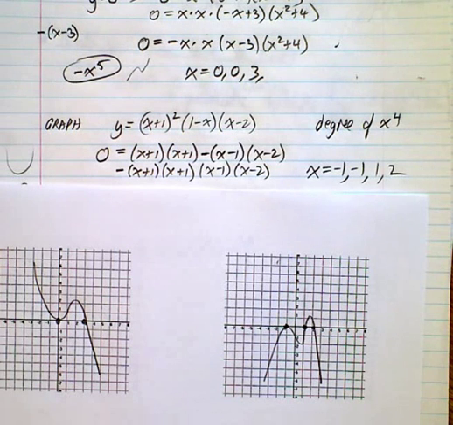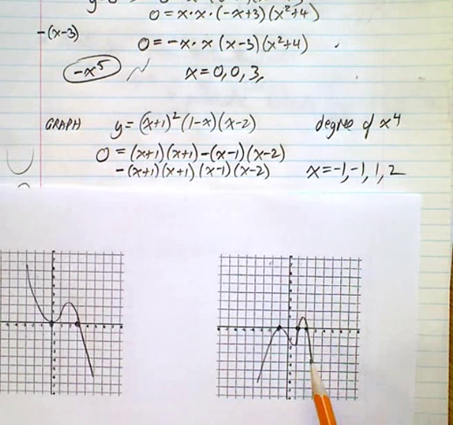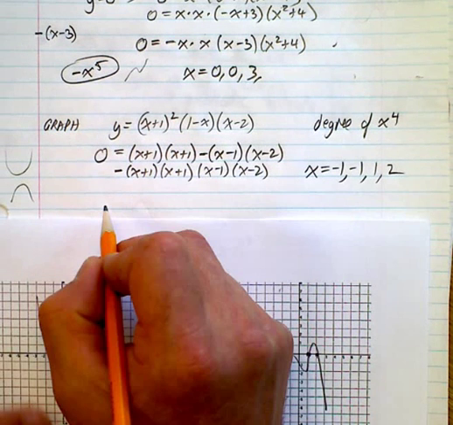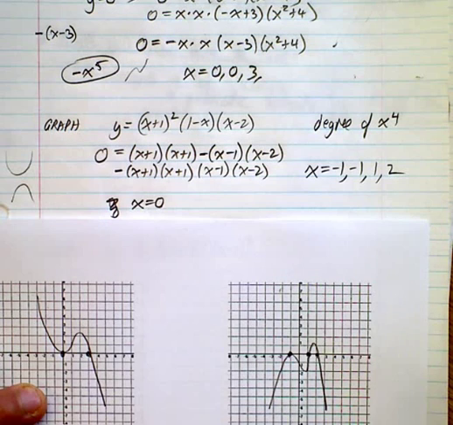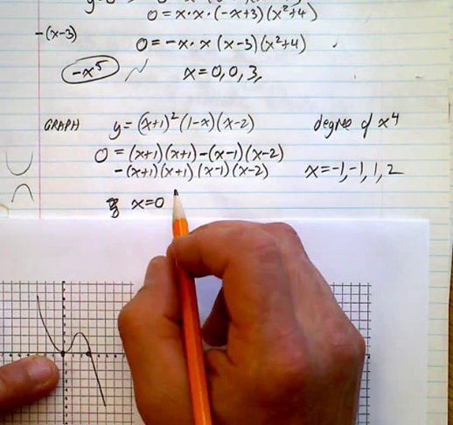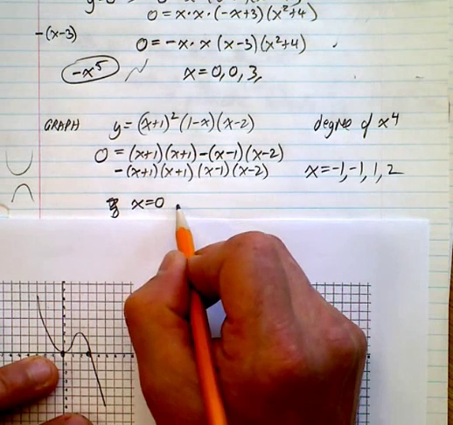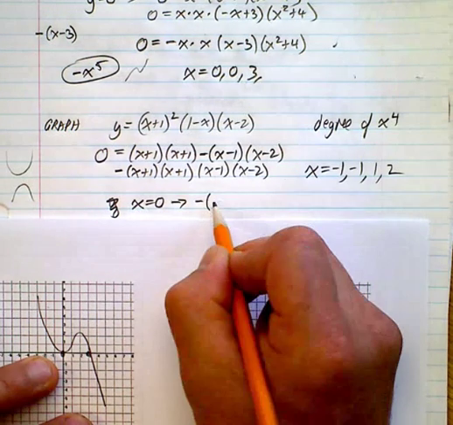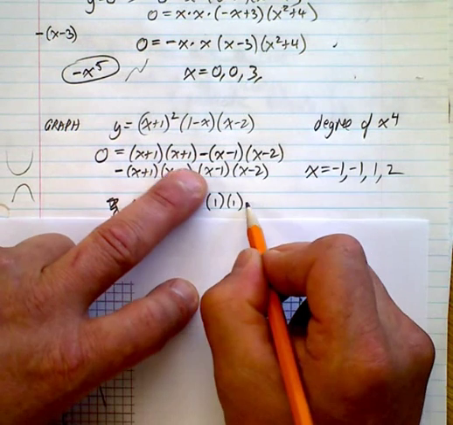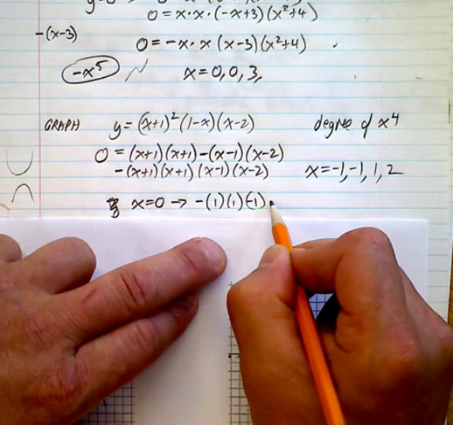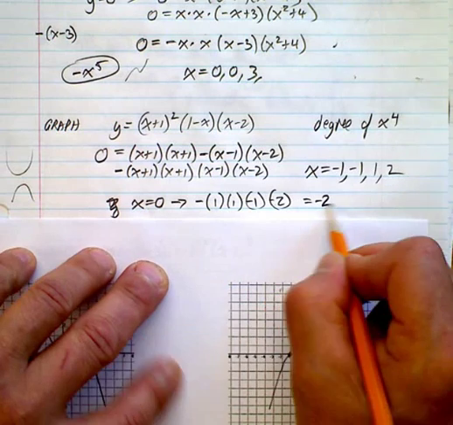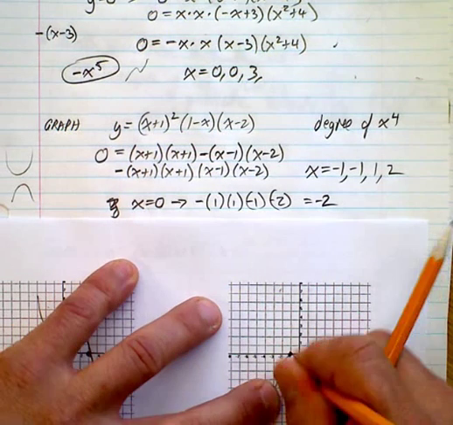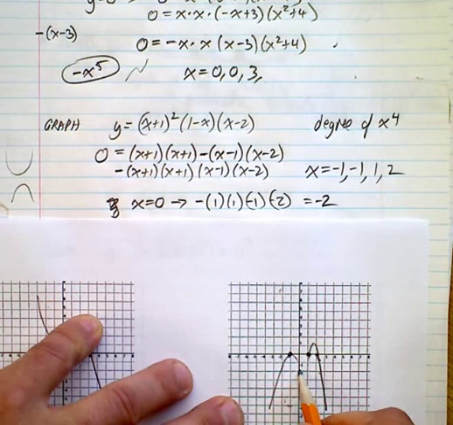Well, what else can we find here? We can find the y-intercept too, right? The y-intercept is where x equals 0. So if you put 0 in here, you'd have negative, and that would be 1 and 1. That would be a negative 1, and that would be a negative 2. So that would all equal negative 2, which means now it crosses right here at negative 2 as well.